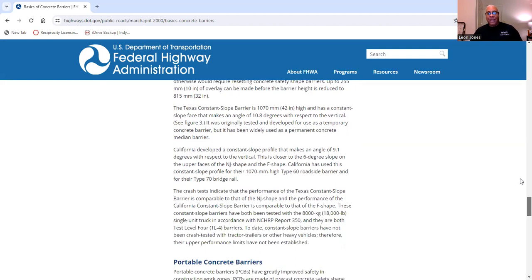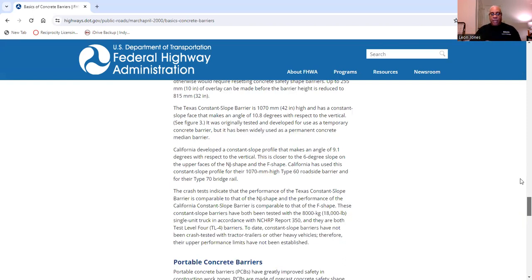California developed a constant slope profile that makes an angle of 9.1 degrees with respect to the vertical. So this is closer to the 6-degree slope on the upper faces of the NJ shape and the F shape. Now, California has used this constant slope profile for their 1070 millimeter high type 60 roadside barrier and for their type 70 bridge rail. Now, the crash tests indicated that the performance of the Texas constant slope barrier is comparable to that of the NJ shape, and the performance of the California constant slope barrier is also comparable to the F shape.